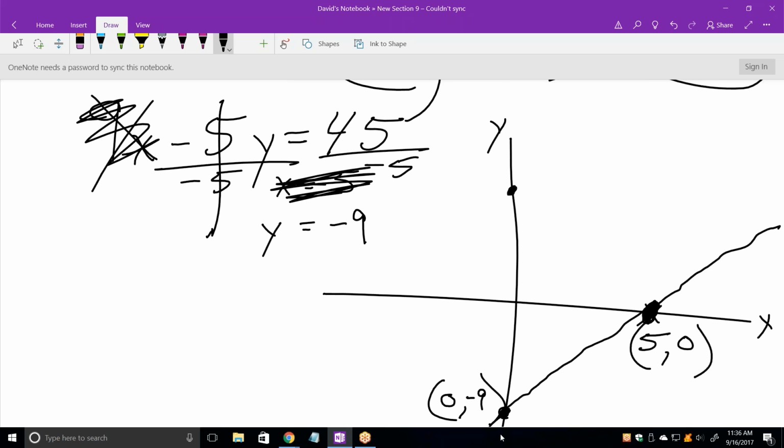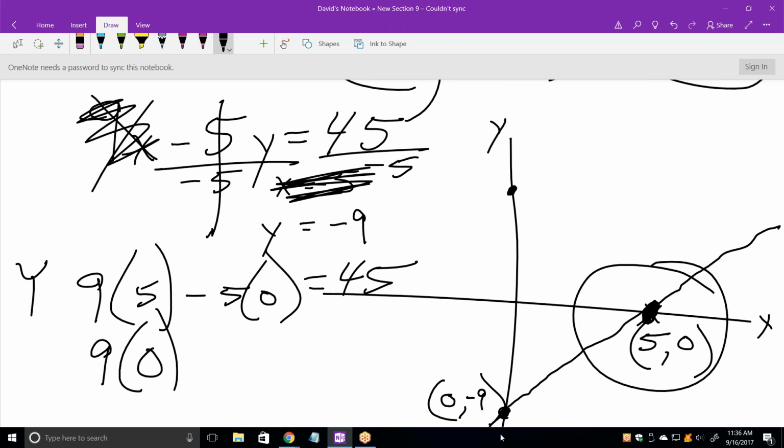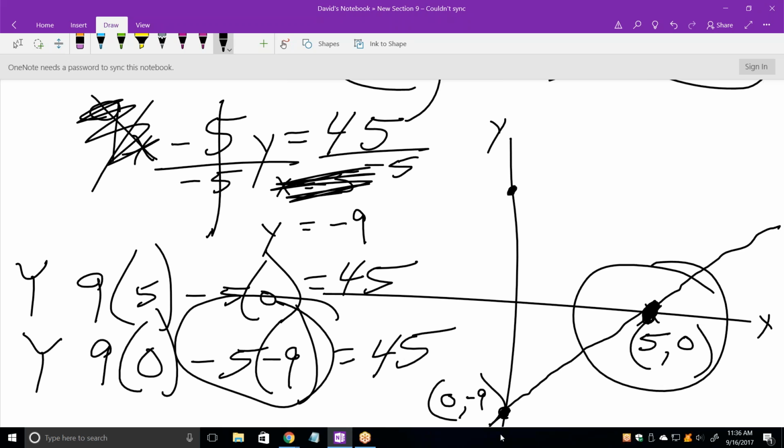Okay, let's check to see if these 2 points are on that line. Let's check this point right here. It's 9 times 5 minus 5 times 0. Is that equal to 45? Yes. And if we check the other point, it's 9 times 0 minus 5 times minus 9. Is that equal to 45? Yes. So those 2 points are on the line, and they are also the x and the y intercept.